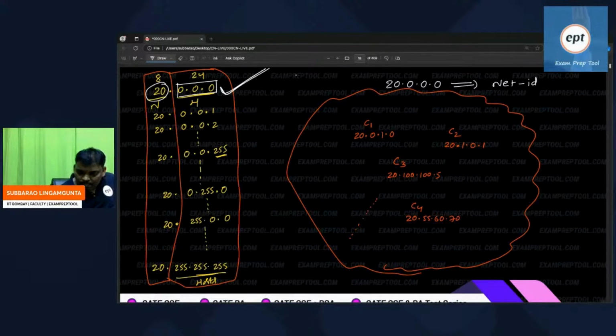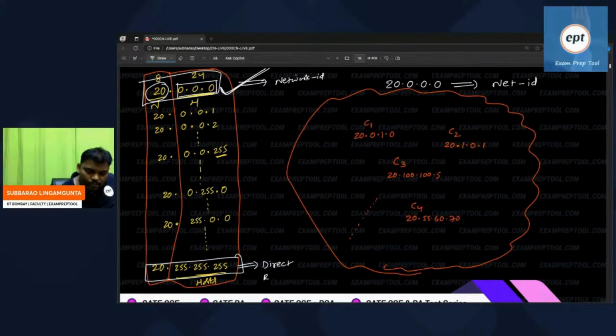Now the last address, see this one, this is the last one. First address is considered to be the net ID, that is okay. The last address is going to be, afterwards I will explain to you, the direct broadcast address.